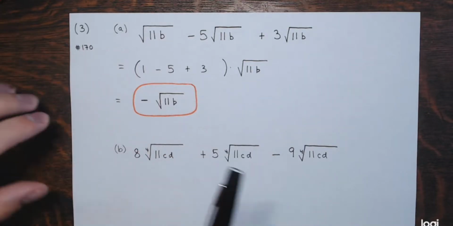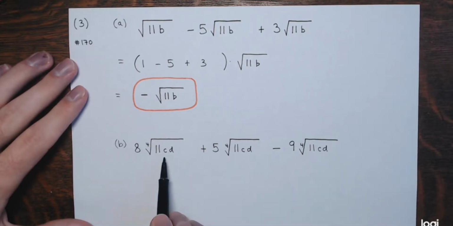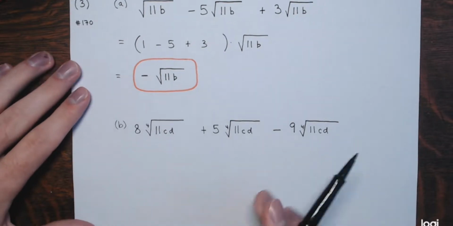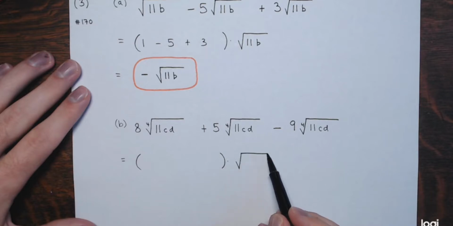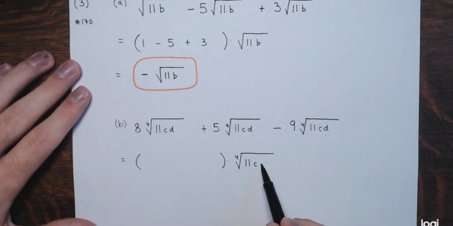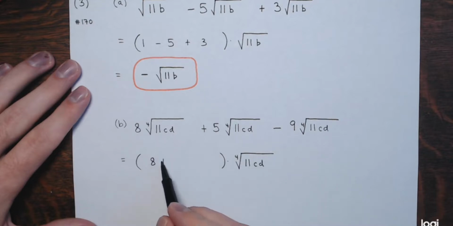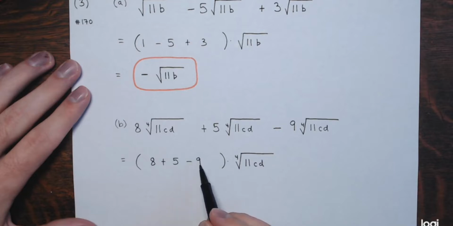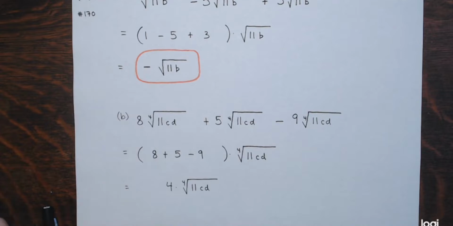Alright. In part B, no different. All 3 terms here being added or subtracted have a like radical, have a common radical, the 4th root of 11cd, right? Every single one of these terms has the 4th root of 11cd. So I shall factor this out. So we pull out the 4th root of 11cd, and if I do that, what's left over is 8 plus 5 minus 9. Right? The other factor is 8 plus 5, which is 13, minus 9 would be 4. So this simplifies to 4 times the 4th root of 11cd. Right? And that is, again, as simple as this gets.